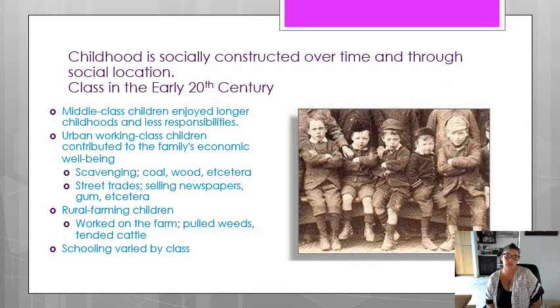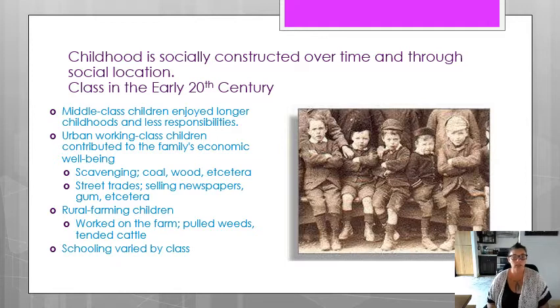Now we go into childhood as socially constructed, not just over time, but through social location. And this is another reason why we know childhood is a social construct, because even in the 20th century, depending on your social class and your social location, you're going to have a different childhood. In the early 20th century, you start to see middle-class children have longer childhoods overall, and prescriptively fewer responsibilities. They weren't going to work anymore. They were maybe only responsible for going to school. They didn't have to contribute to the family's income. They may have had chores, but not as many. So they had less and less responsibility.